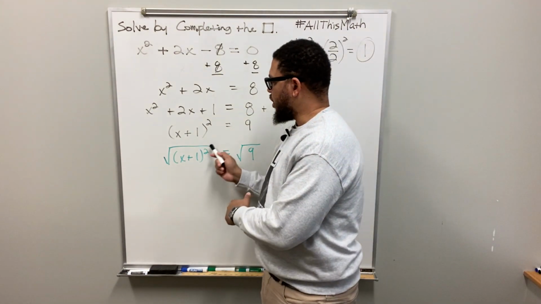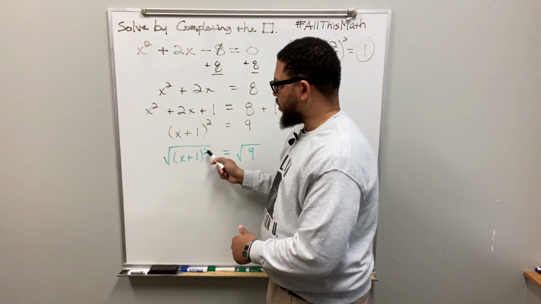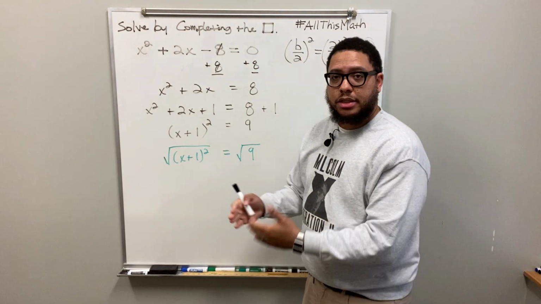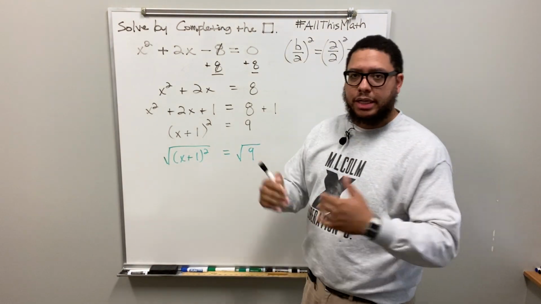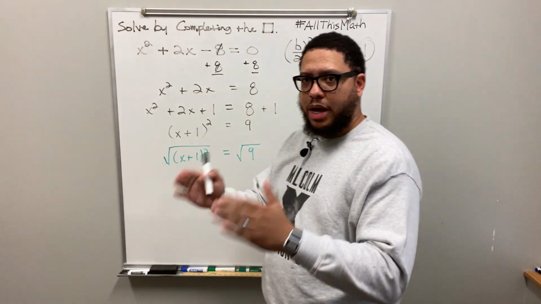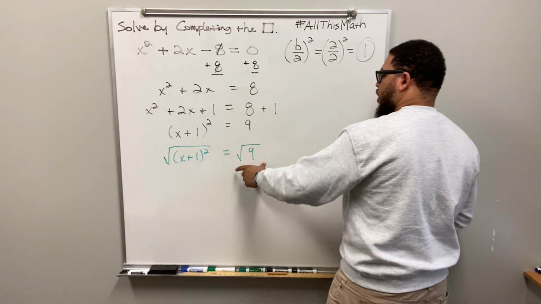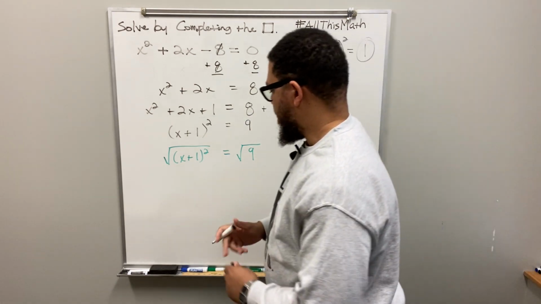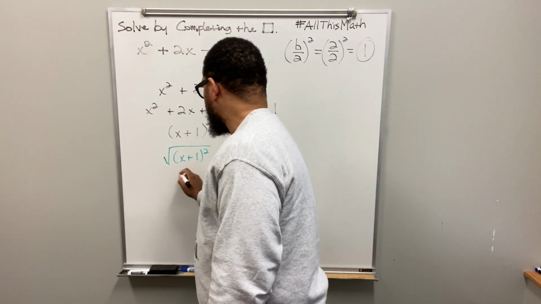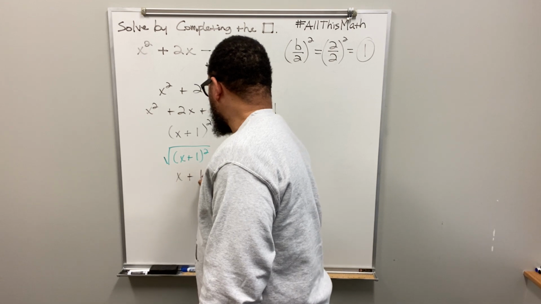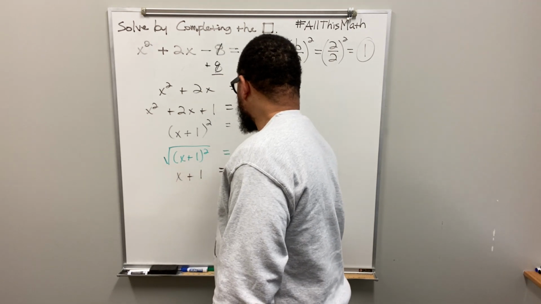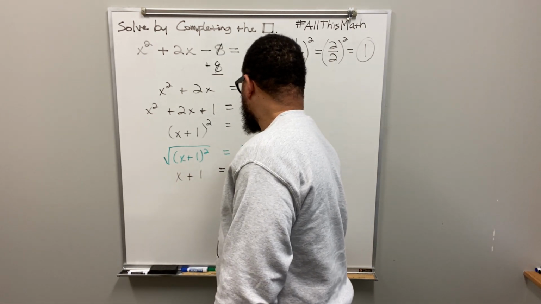So the inverse of squaring something is taking the square root of something. And if I do it again, it's an equation. We got to stay balanced. Just like in life, we got to be balanced. You know what I'm saying? We got to be balanced. So if I take the square root on the left side, I got to take the square root on the right side. All right? So this is going to happen. It's going to be x plus 1 equals plus or minus 3.